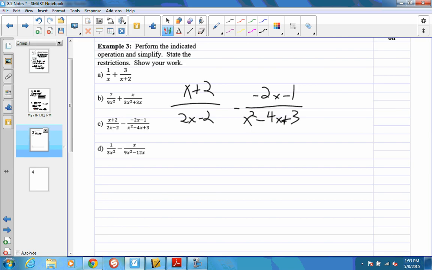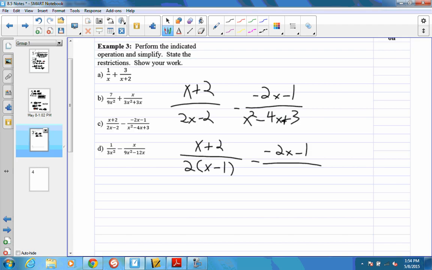That's a plus 3. Good. Okay, first step. Factor your denominator. What can I pull out of that first one? Pull out a 2, leave me with just x minus 1. Yeah, the 2 on the outside. Okay, good. Minus, I got a negative 2x minus 1 over x squared minus 4x plus 3.